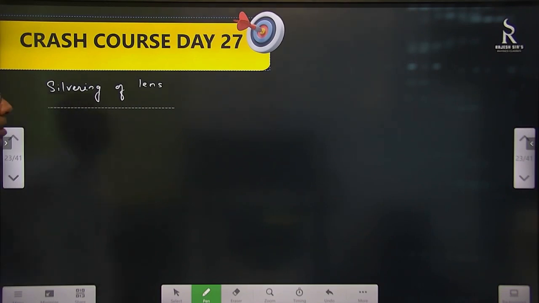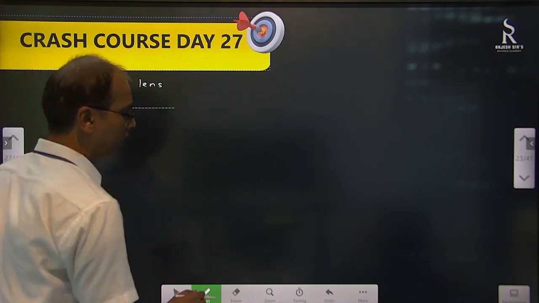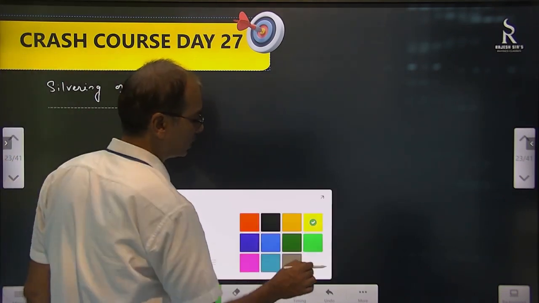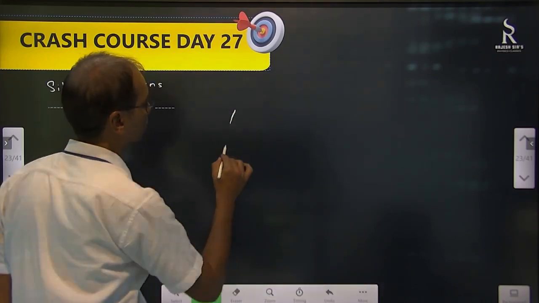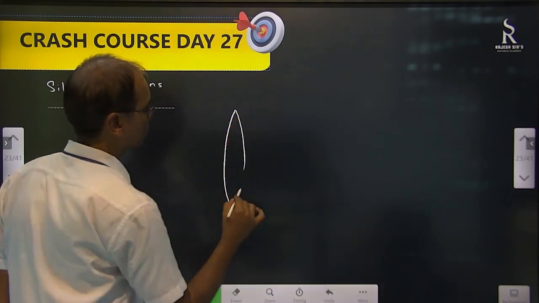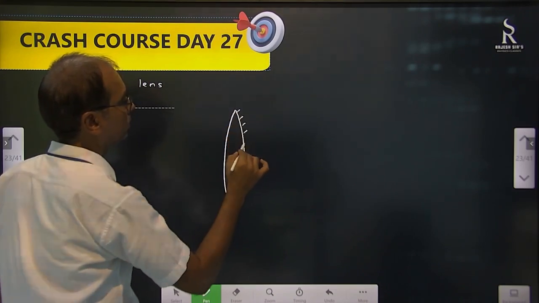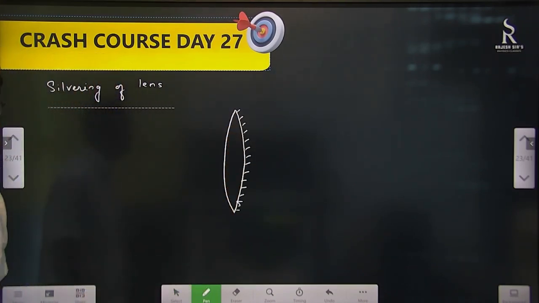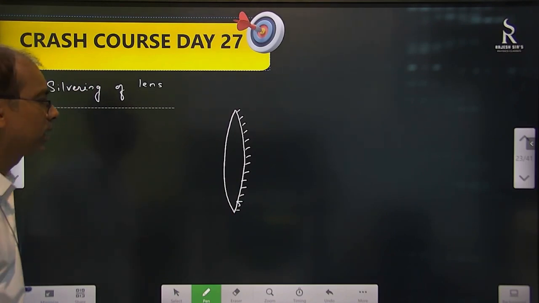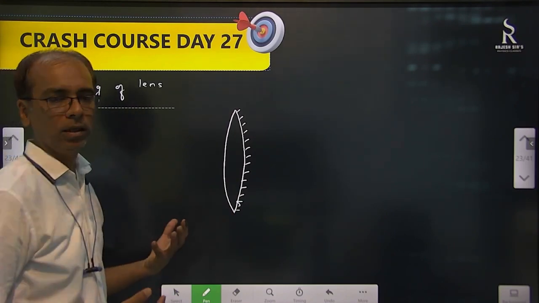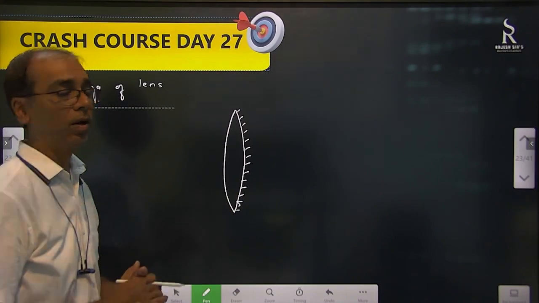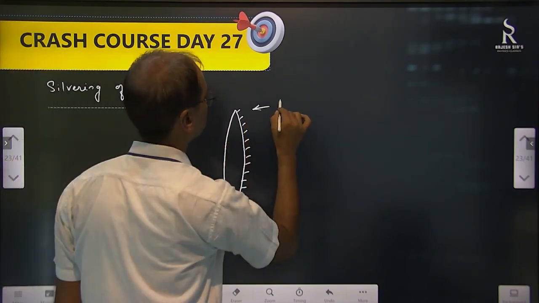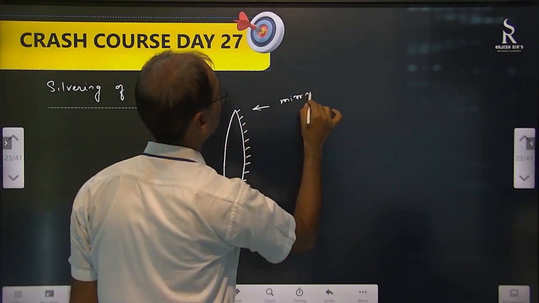Silvering of lens. Now silvering means what? Silvering means one of the surfaces of the lens you are going to silver. We have silvered it. So what will happen in this case? We are changing the characteristic of the lens. Now we are trying to make it a mirror. This will act like a mirror.